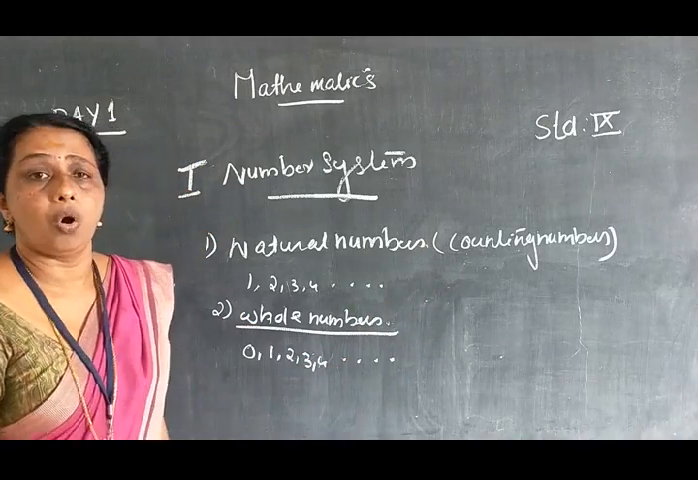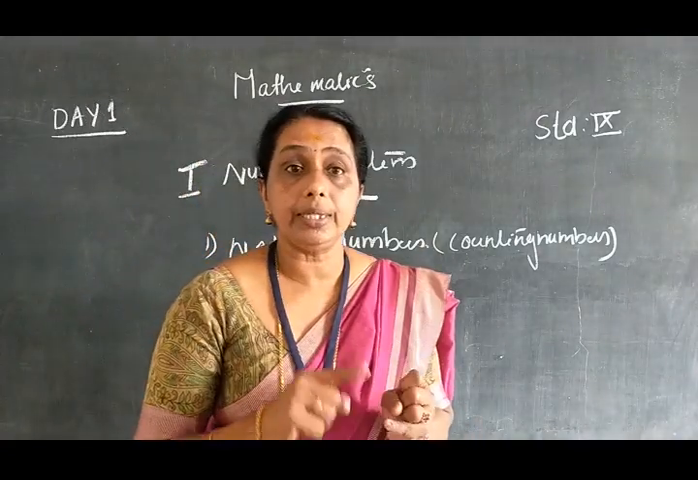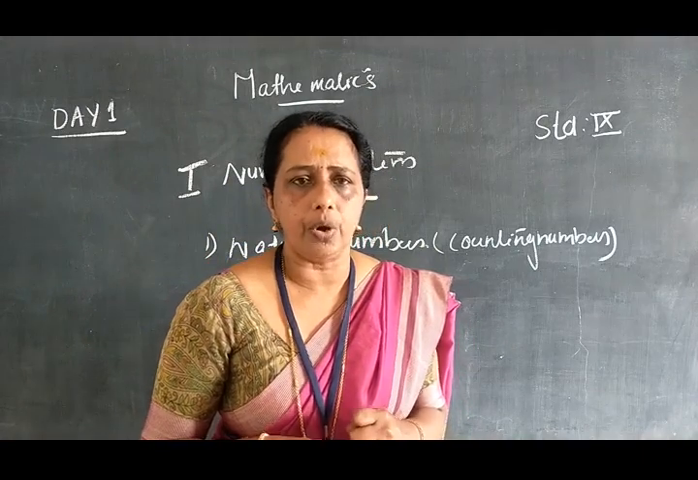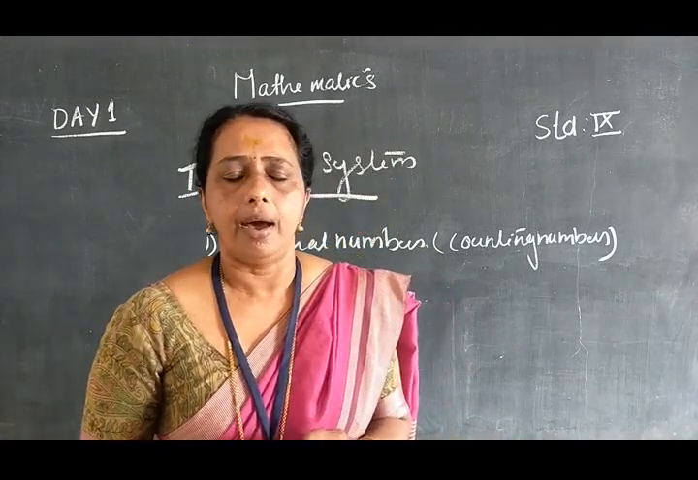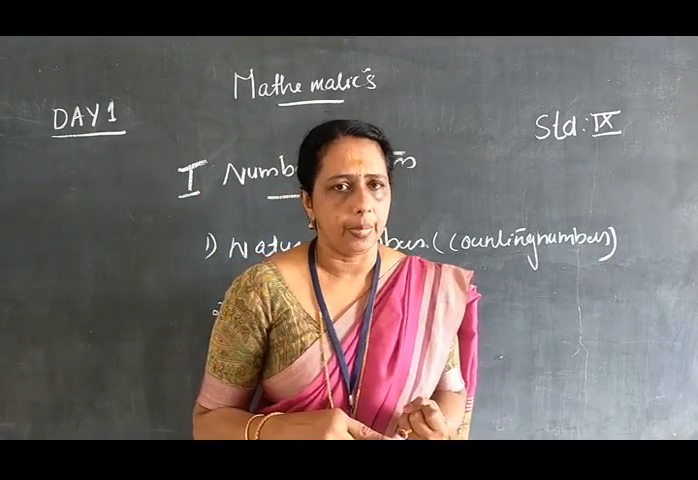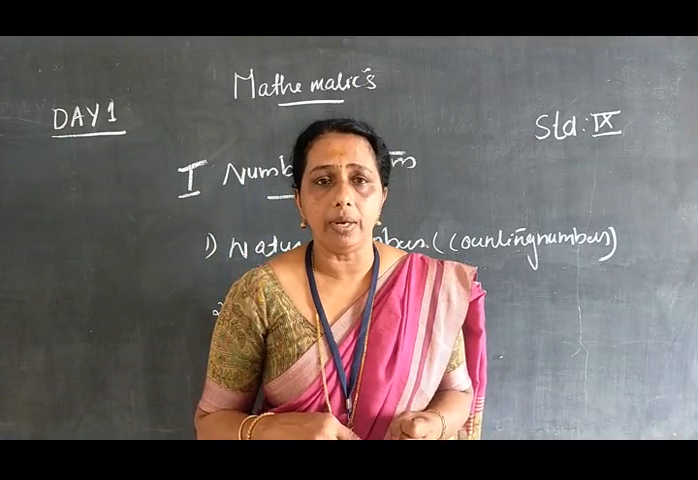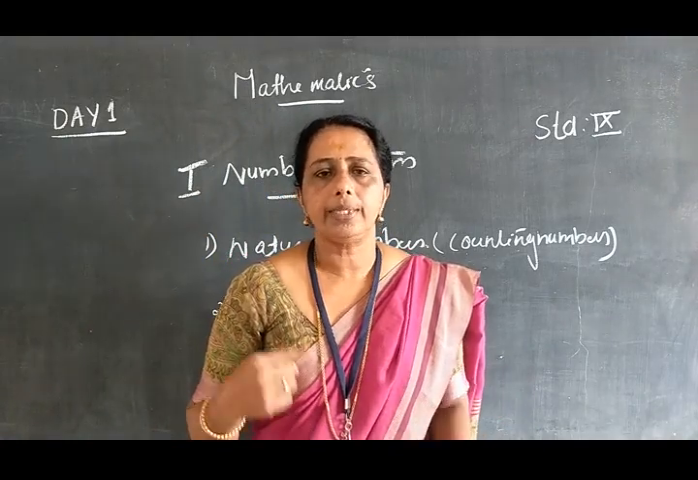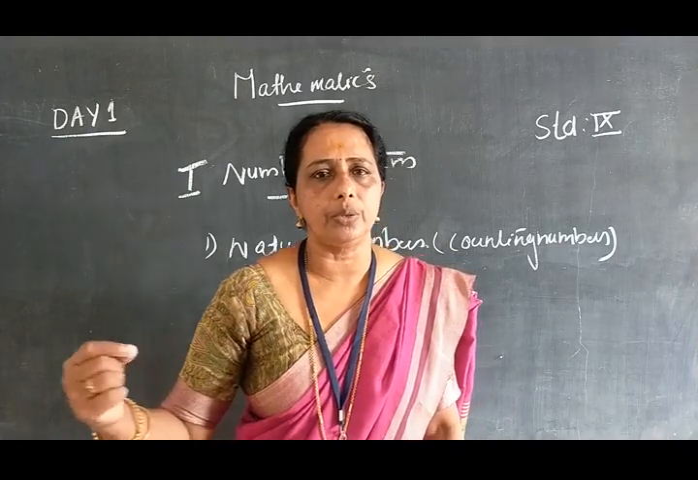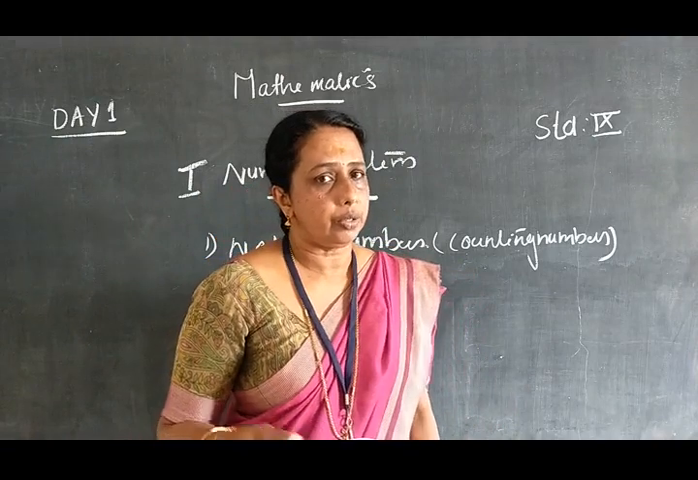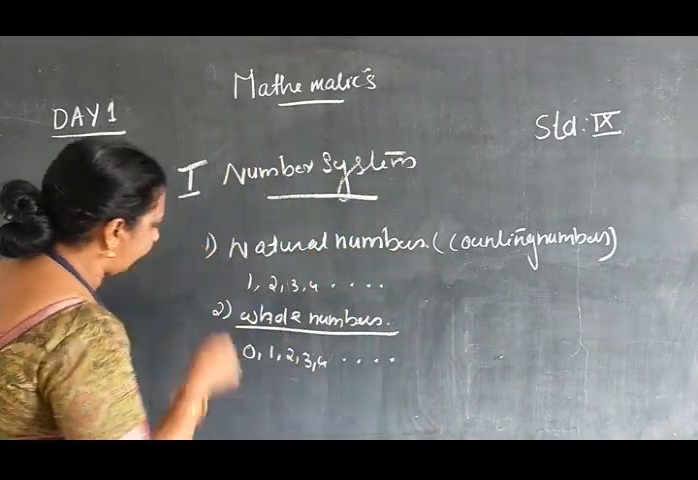Then first one is natural numbers or counting numbers. That is a collection of numbers 1, 2, 3, 4, etc. are called natural numbers. Second one is whole numbers. That is natural numbers including 0. That is a collection of numbers 0, 1, 2, 3, 4, etc. are called whole numbers. The third one that you know, that is integers.